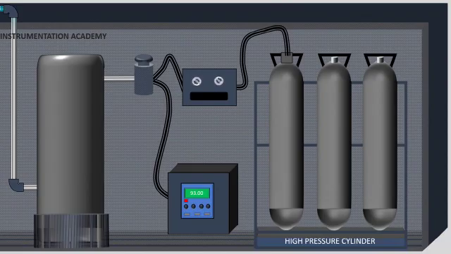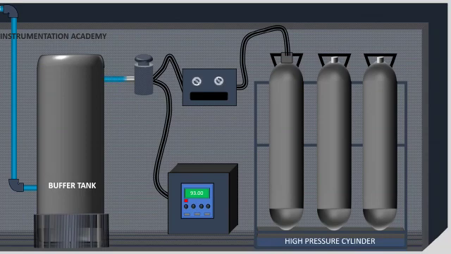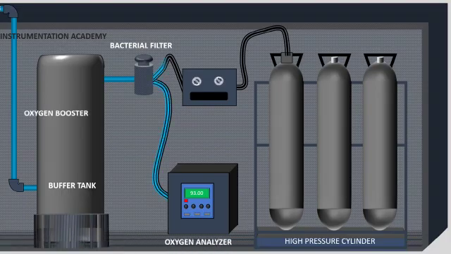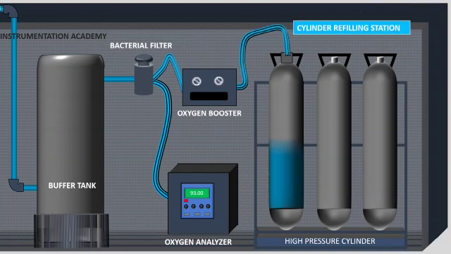The oxygen produced by the generator is stored in a buffer tank. From the buffer tank, oxygen is taken to the user end through a bacterial filter. An oxygen analyzer is used to check the purity of this produced oxygen. Oxygen booster is used to increase the pressure of the oxygen to meet various requirements of the terminal user, and this oxygen booster is connected to the cylinder refilling station where oxygen cylinders are refilled.